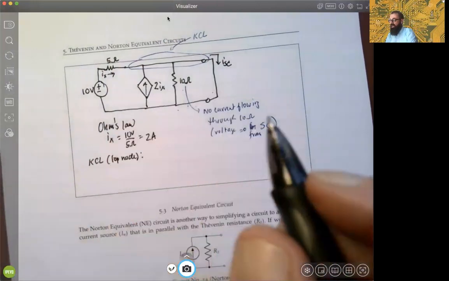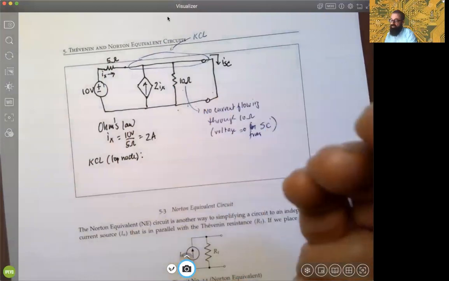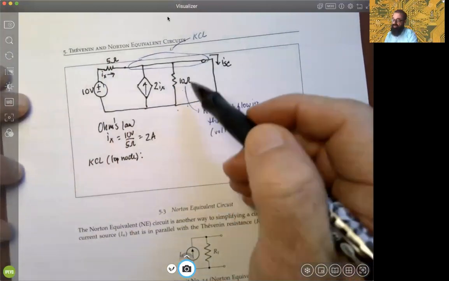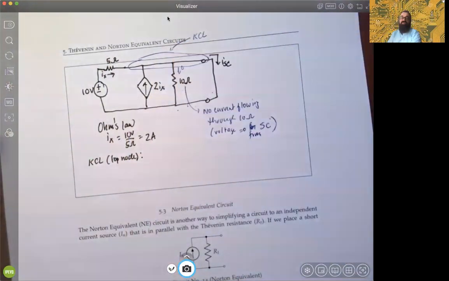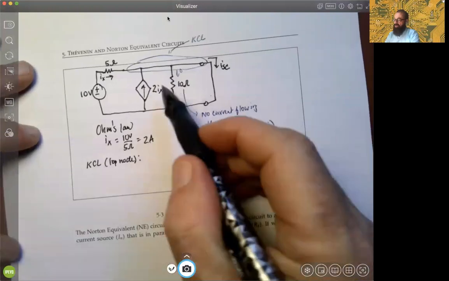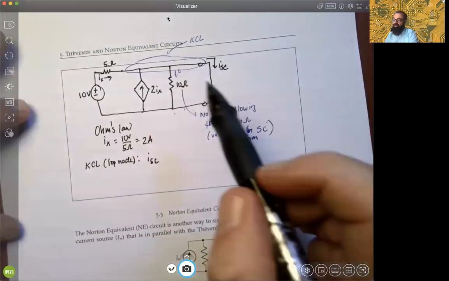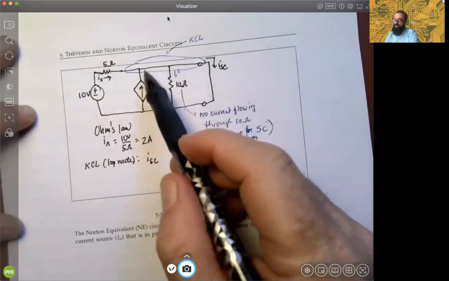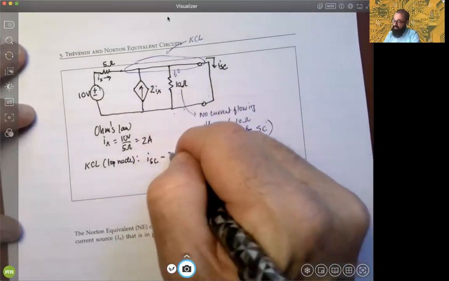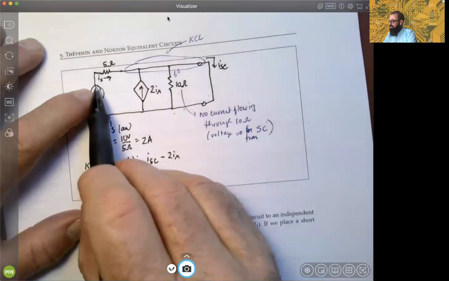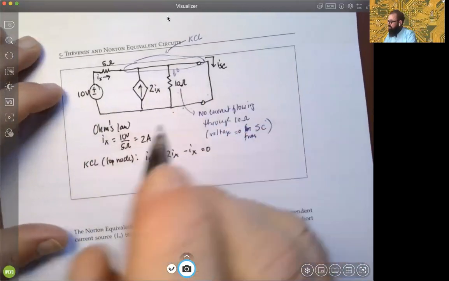Well, what would we have? We could do this in a couple of ways. There's no current here, so we could remind ourselves, 0, there's no current there. So one outgoing current is ISC, so we'll have ISC, okay? We also have, if we were summing outgoing currents, this is incoming, so we'll go ahead and write it as minus 2IX. And then this looks like it's incoming as well, so it means we have to subtract it as outgoing and set that equal to 0, okay?